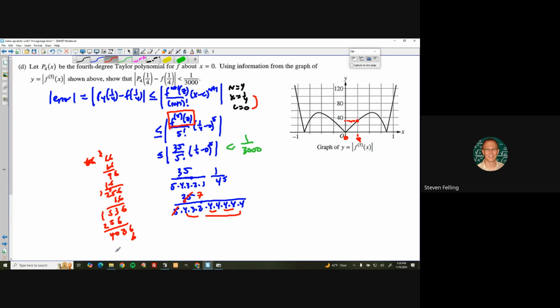Times 6. Actually, here's what I would do, okay? I would say this is equal to, this is a 6, right? So now we have 7 over 6, and now we have 1 over 4,096, and I can't read my writing there. That is 6 and 3 is 18, so 8 over 6. 7 over 6 times that is less than 1 over 3,000. Is that true? I guess we have to continue.